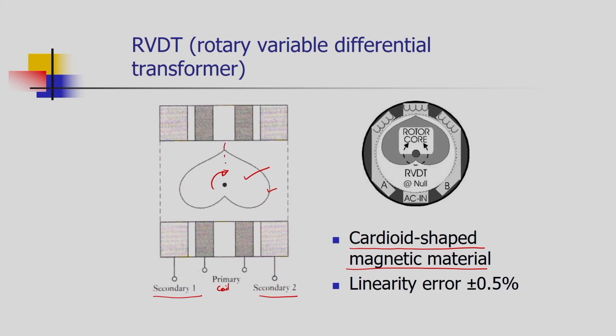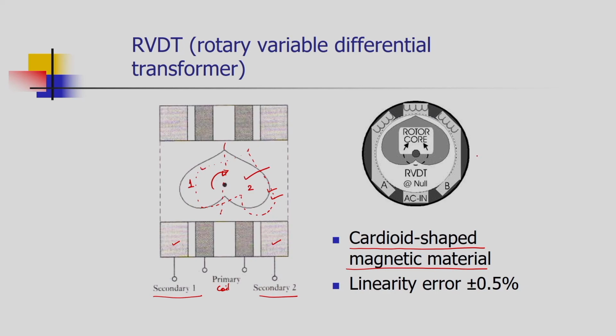As you can see, this is portion number 1 and portion number 2. Portion 1 and portion 2 have equal overlap with secondary coil 1 and secondary coil 2. As the cardioid shaped magnetic core is rotating, now in this case you can see there is more overlap for secondary coil 2 than secondary coil 1.